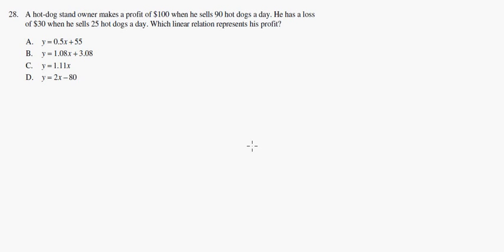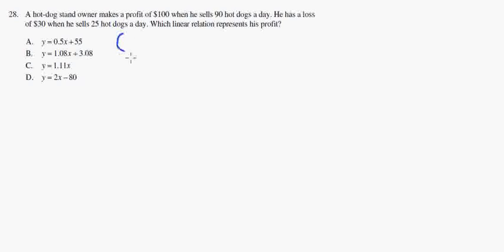Okay, question 26 for Practice Provincial B. A hot dog stand owner makes a profit of $100 when he sells 90 hot dogs a day. He has a loss of $30 when he sells 25 hot dogs a day. Which linear relation represents his profit? Alright, so in a roundabout way, this is really just telling you 2 points of a line.